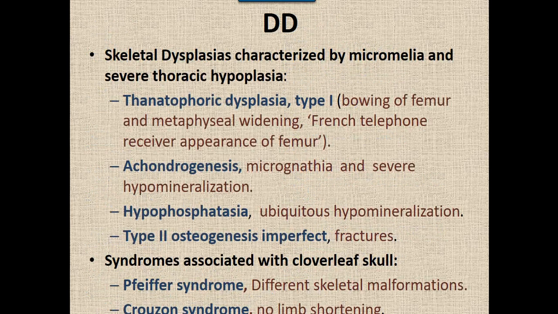Differential diagnosis is by skeletal dysplasias characterized by micromelia and severe short thoracic hypoplasia, such as thanatophoric dysplasia type 1, with bowing of the femur and metaphyseal widening, the French telephone receiver appearance of the femur; achondrogenesis, with micrognathia and severe hypomineralization; hypophosphatasia, where you will see ubiquitous hypomineralization; and type 2 osteogenesis imperfecta, which is characterized by fractures. And syndromes associated with cloverleaf skull, such as Pfeiffer syndrome, with different skeletal malformations, and Crouzon syndrome, with no limb shortening.